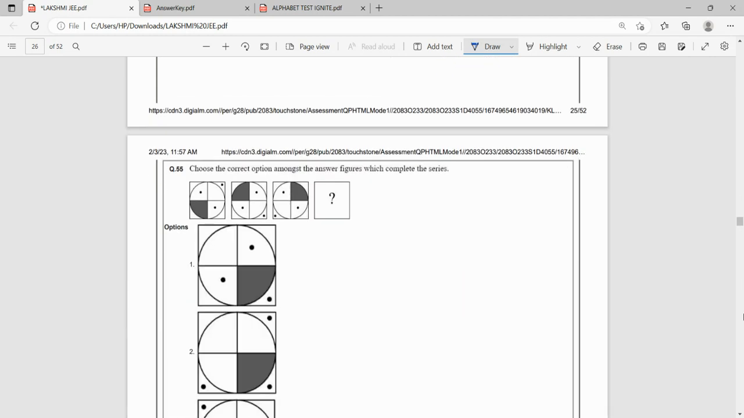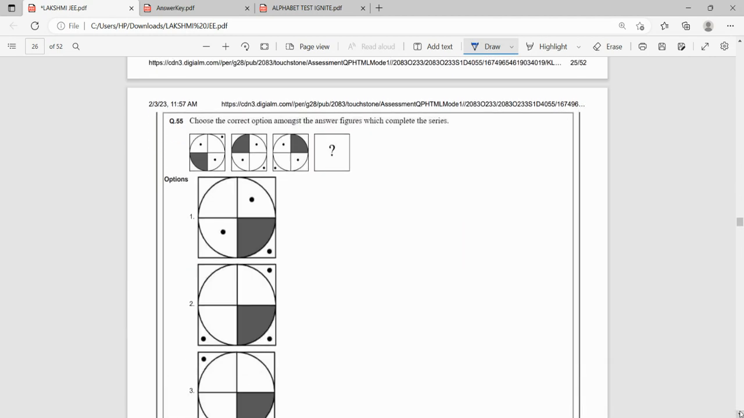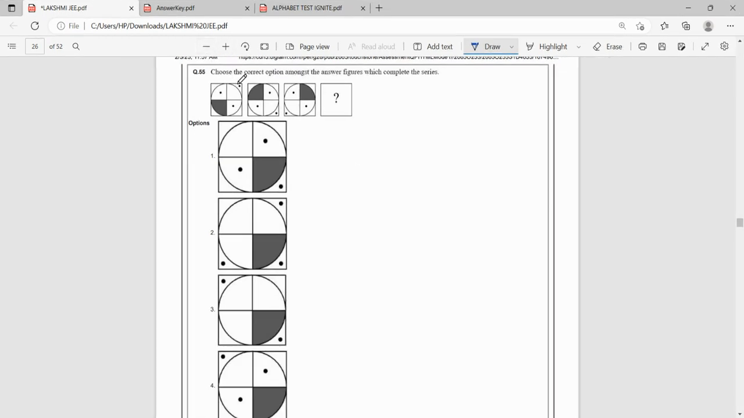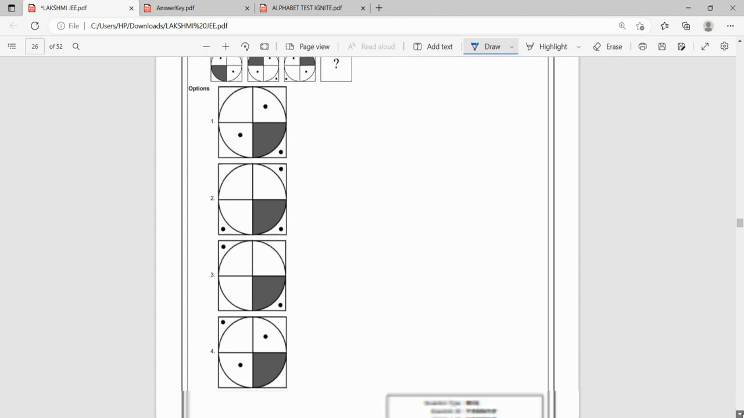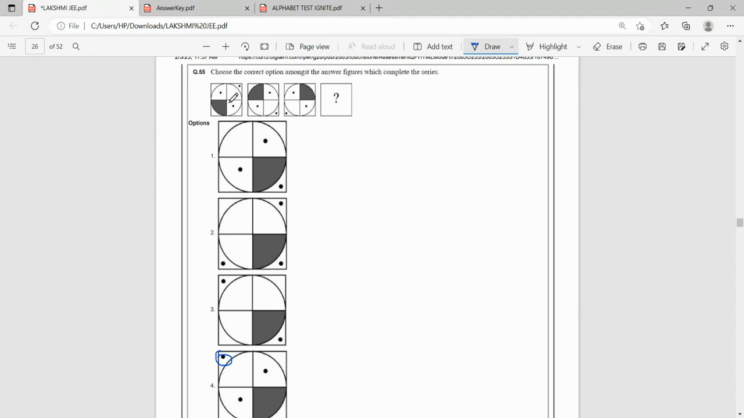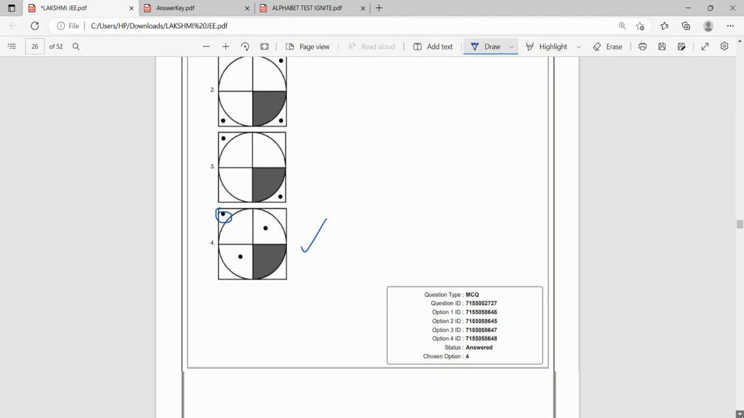Okay, then if you think about this, we have to complete the series, right? So this became this, moved to this, then top. So only one item is there. Okay, so this will be the thing. Then 2, 2, 2, then again 2. Yes. Okay, then this is also moving. This option 4 is the correct answer.